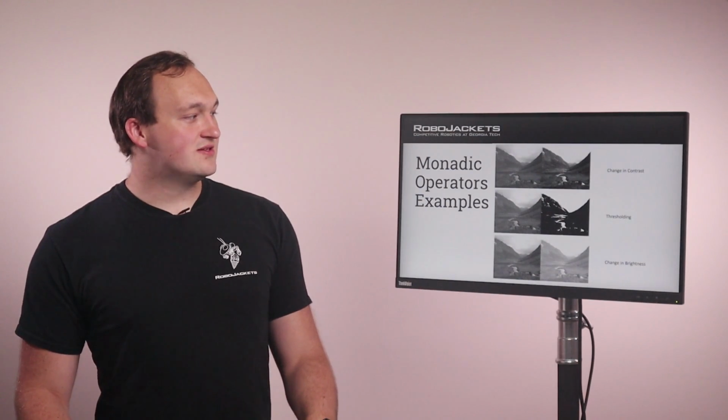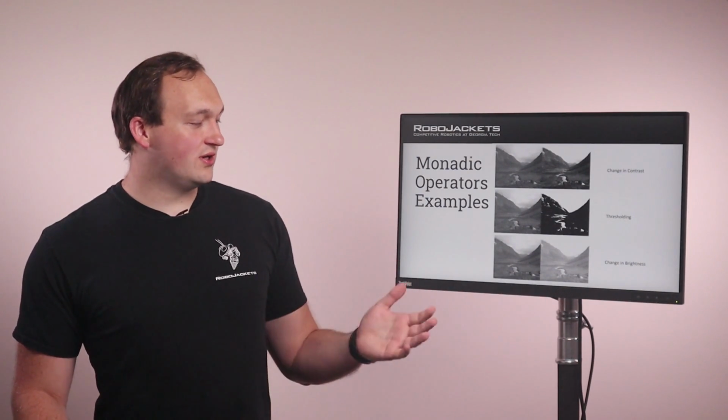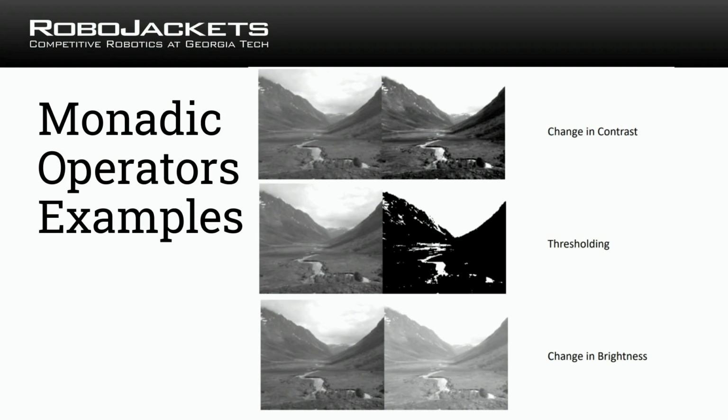Some examples of these are a change in contrast or thresholding, where if it's above a certain value, we set it to white, and if it's below that, we set it to black. Or you can change the brightness, where you change the value of every pixel up or down.